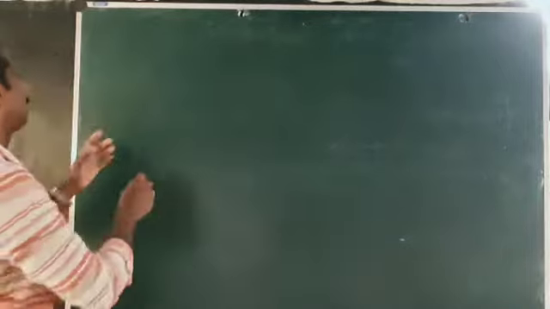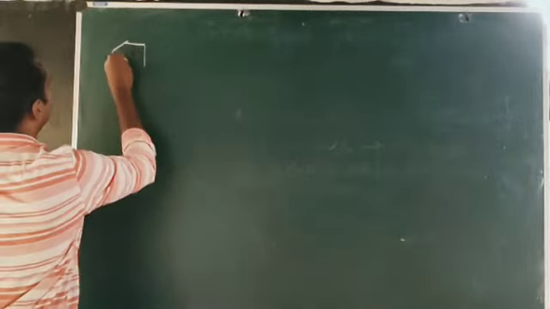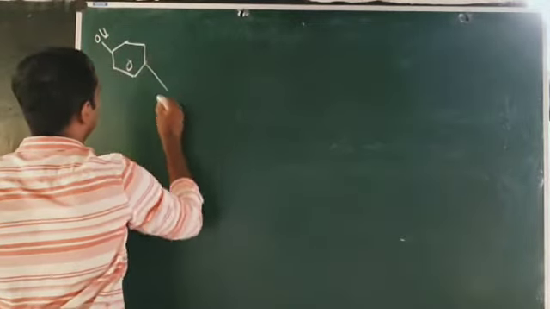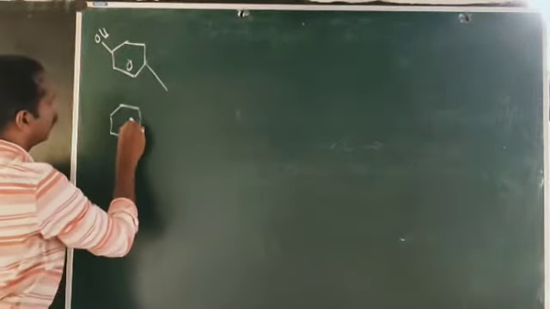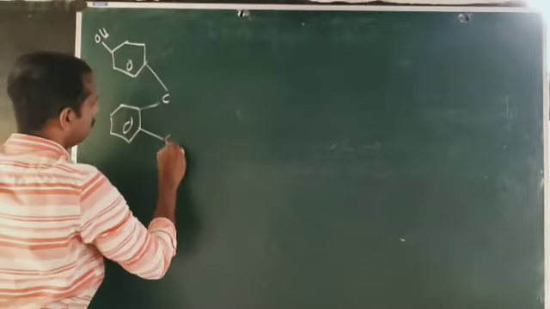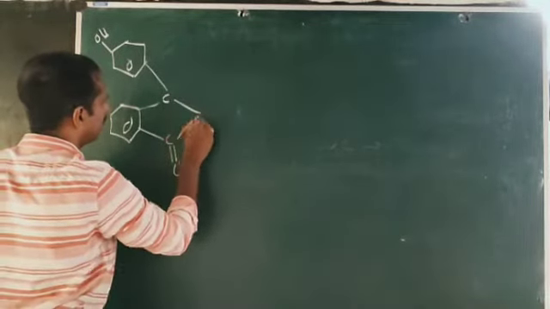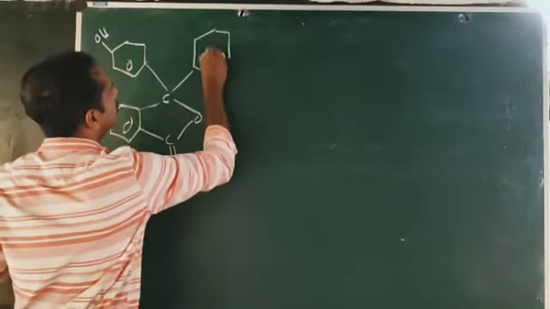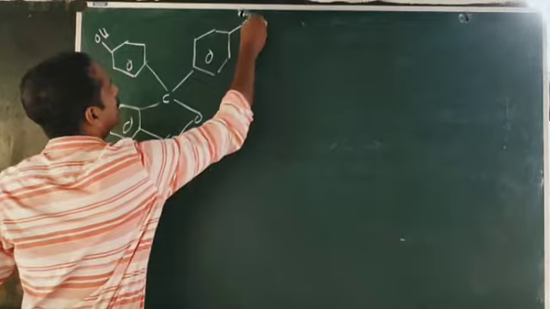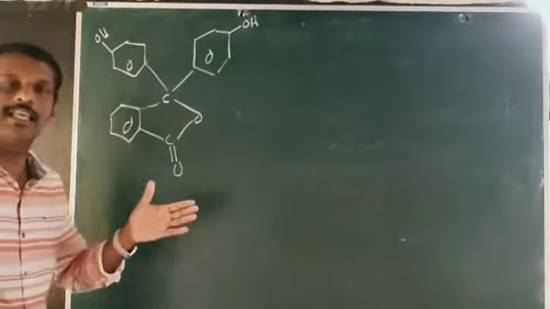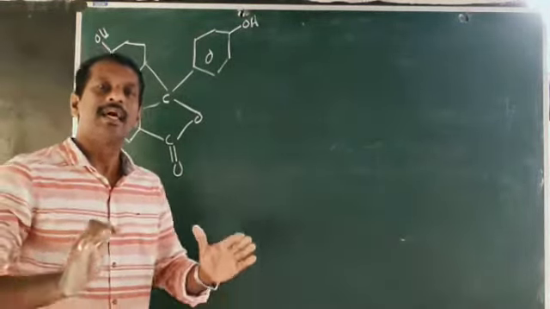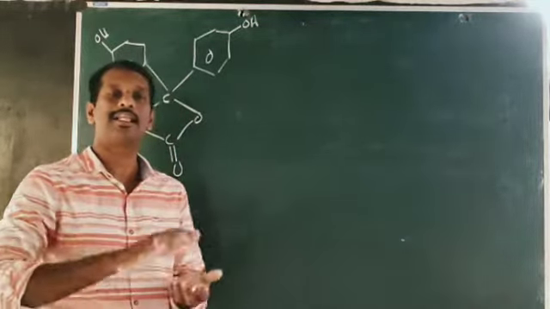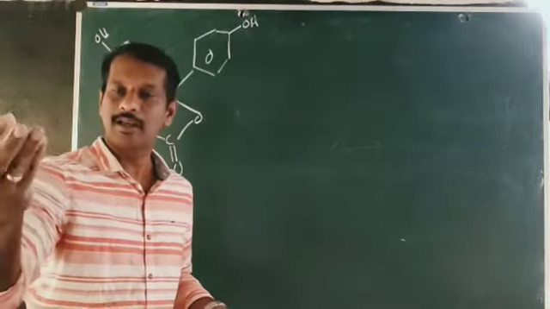So what is the structure of phenolphthalein? Look here. Here it is OH, keep it in mind, and here is one bond. Here is our C double bond O. Here it is like this, and this bond is joining with another ring. Here it is the second ring. This is phenolphthalein.